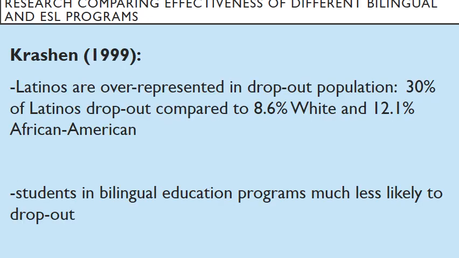In 1997, Krashen found that Latinos are overrepresented in the dropout population. So 30% of Latinos drop out, compared to 8.6% of white students and 12.1% of African Americans. And so there's a disproportionate amount of Latino students that are dropping out of school. Yet, Krashen also found that among those Latino students, students that had participated in bilingual education programs were much less likely to drop out. And so there was a net important benefit of having students participate in bilingual programs because they were more likely to stay in school.